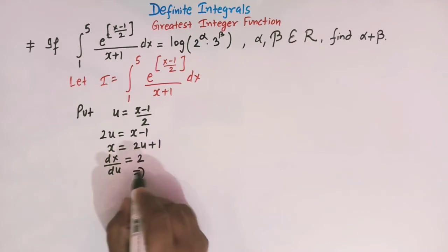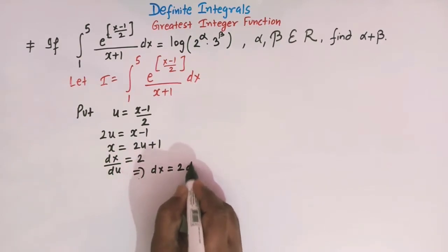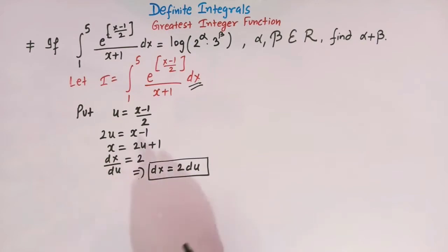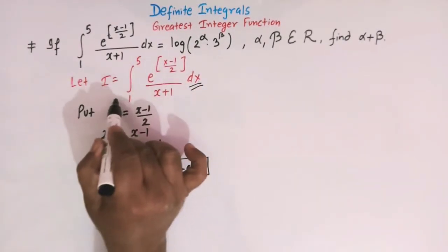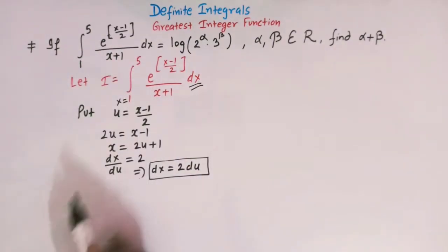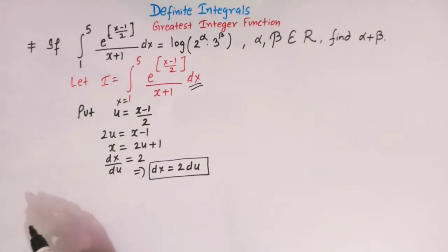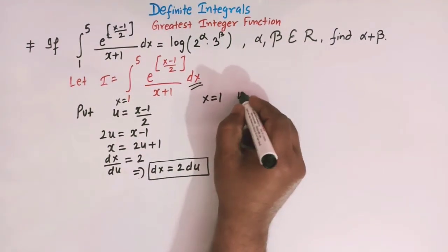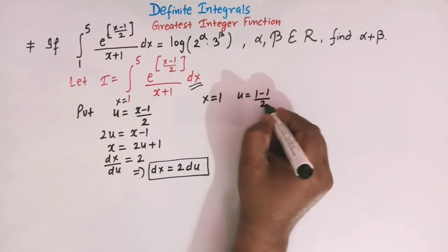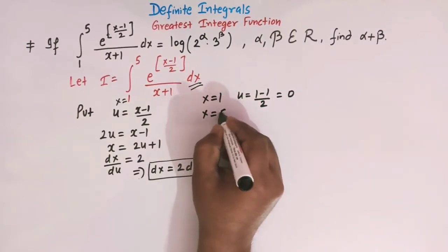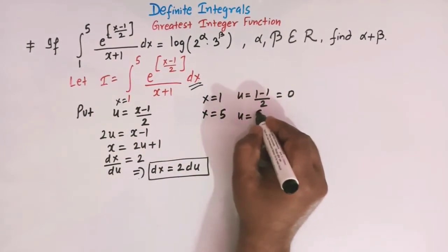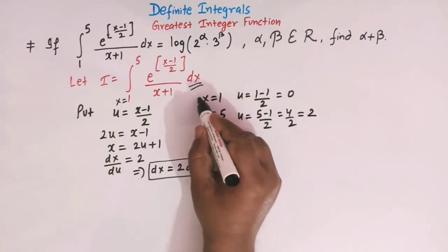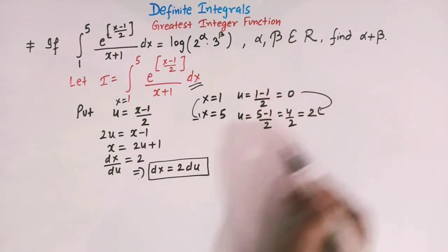So dx is equal to 2 du, and this value will be utilized over here. Now see here the value of x varies from 1 to 5, so the lower limit is 1 and the upper limit is 5. When x is 1, the value of u is (1 minus 1)/2, so this is 0. And when x is 5, u is (5 minus 1)/2, so this is 4 over 2, that is 2. So when x varies from 1 to 5, u varies from 0 to 2.